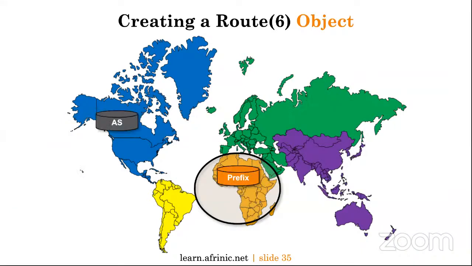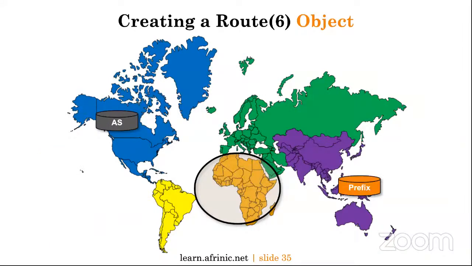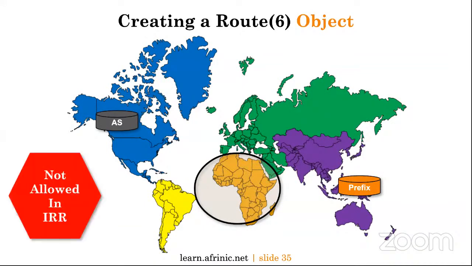If you have your prefix from AFRINIC itself, and your AS, your autnum, is from outside the region, it is possible, you're allowed to create your route objects or route6 objects within the AFRINIC IRR. Okay. Now, if you have both your AS and prefix outside our region, you are not allowed to create your route object within the AFRINIC registry. Okay.